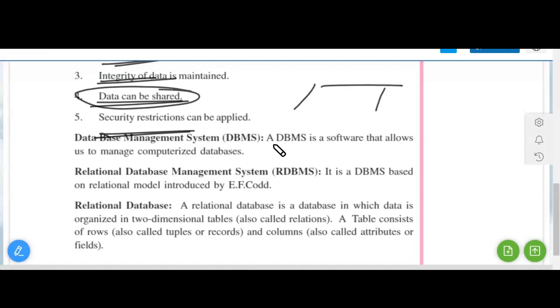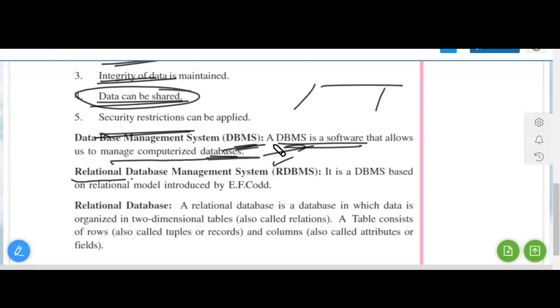Now, we have already seen what DBMS is. DBMS is software that allows us to manage the computerized database we have. Any database managed by the system is known as a database management system. Next comes the relational database management system, that means RDBMS. R stands for relational.